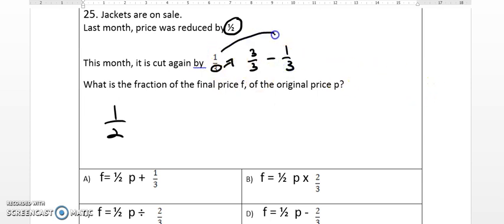Okay, this one you just transfer over here. Now here the denominator is the same, 3. 3 minus 1 is 2. So here you just have half times 2 over 3. The answer is B.